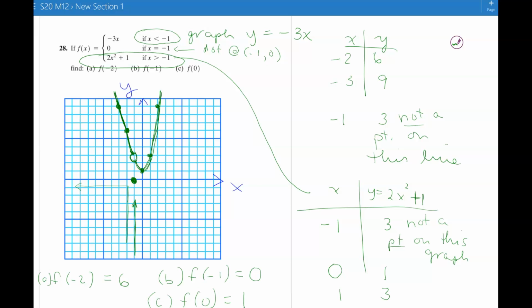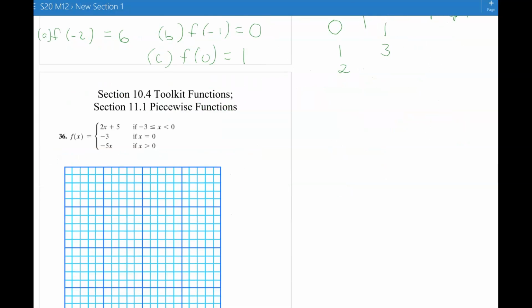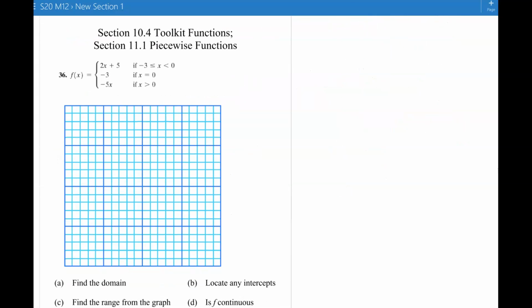Okay, so you can pause that, rewind it, try again, do it yourself. That would be a great exercise. Okay, so here's another one.